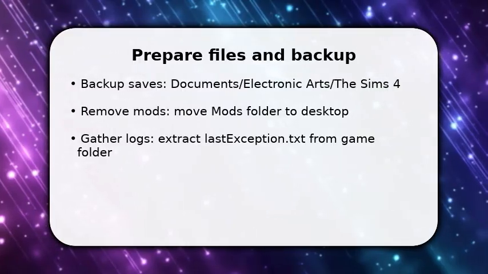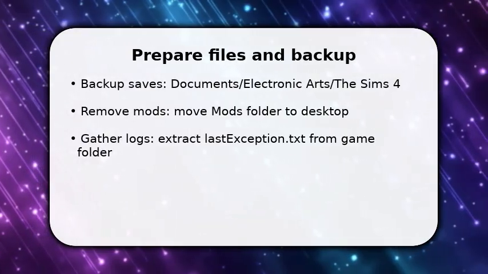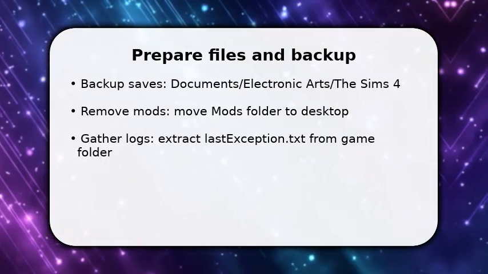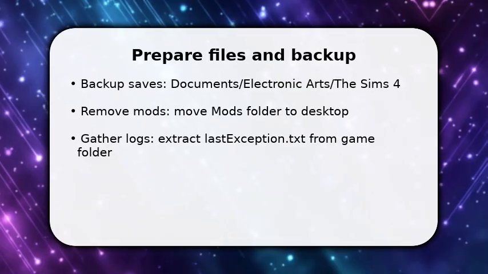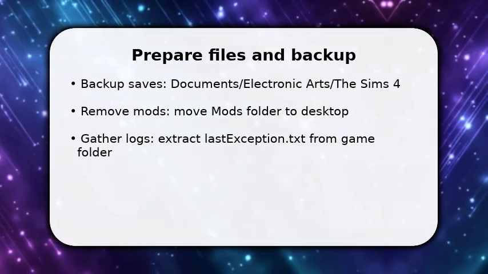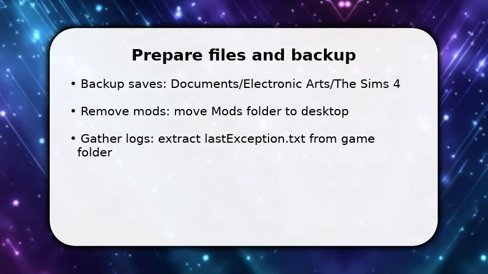You start by securing your game data and collecting evidence. Back up your saves folder so you can restore progress later. Once done, remove the mods and tray folders to isolate custom content and make a copy of lastException.txt and client.txt from the Sims 4 folder. These logs tell you where the crash happened.